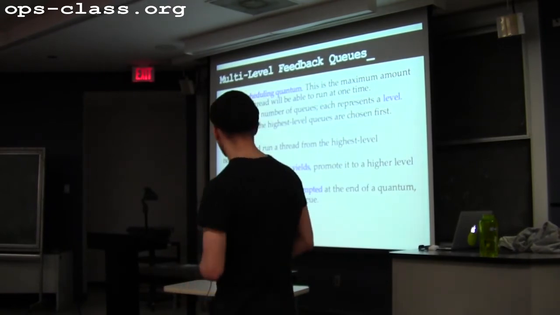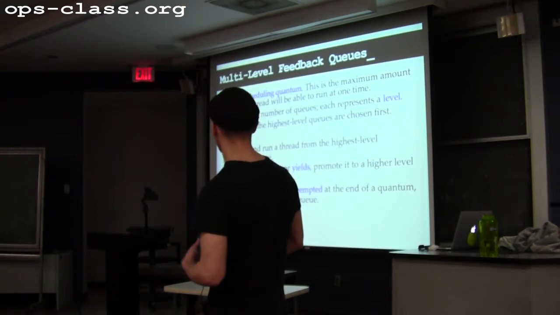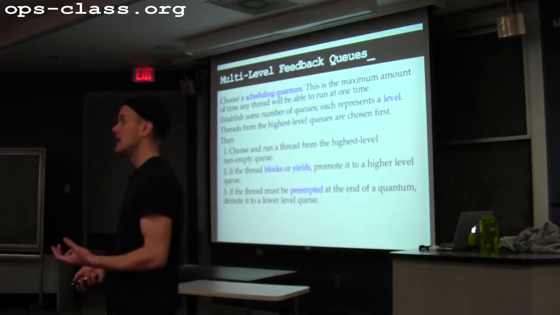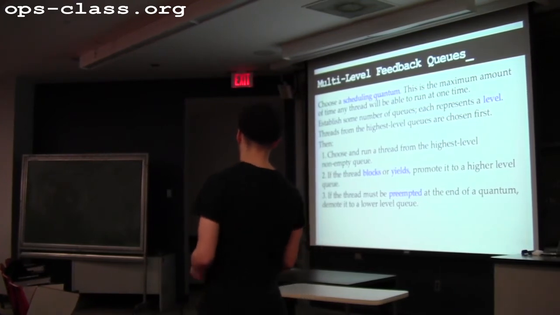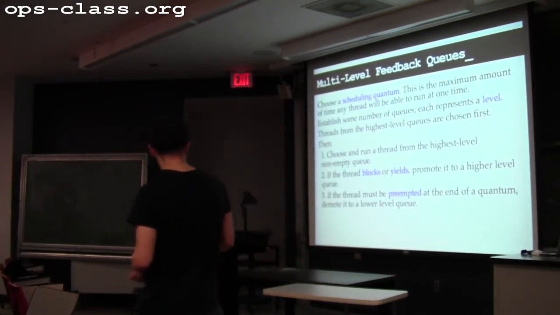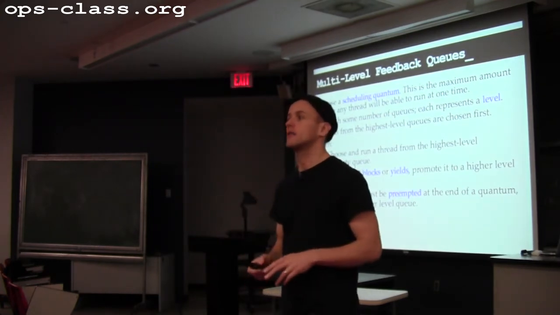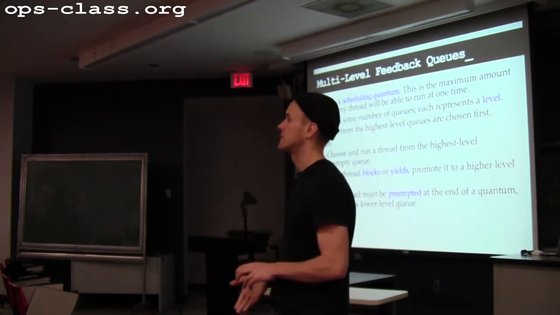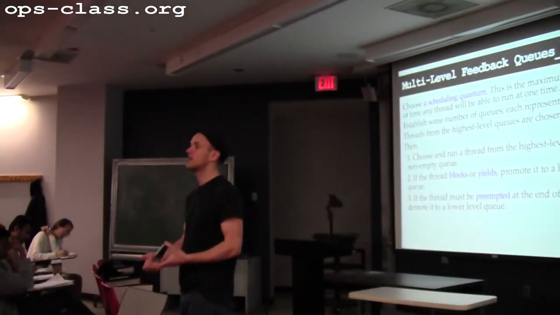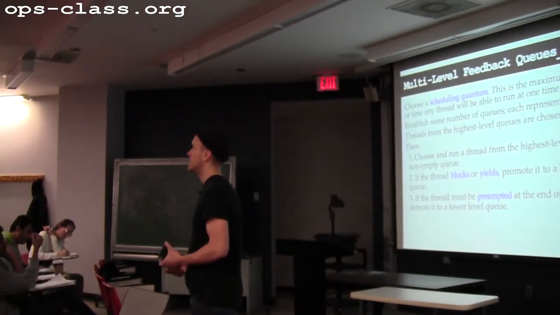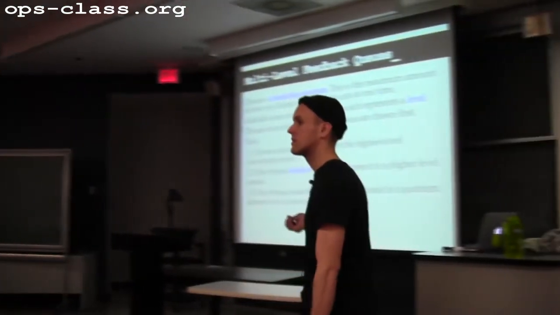So I imagine that I establish some number of queues, or I really should say I establish some number of levels, right? And each level is represented as a queue, okay? Or even a pile, maybe. My scheduling algorithm will always choose threads from the highest level first, right? If there's a thread in level 0, and that's my highest level, that thread will run before a thread from level 1, okay?